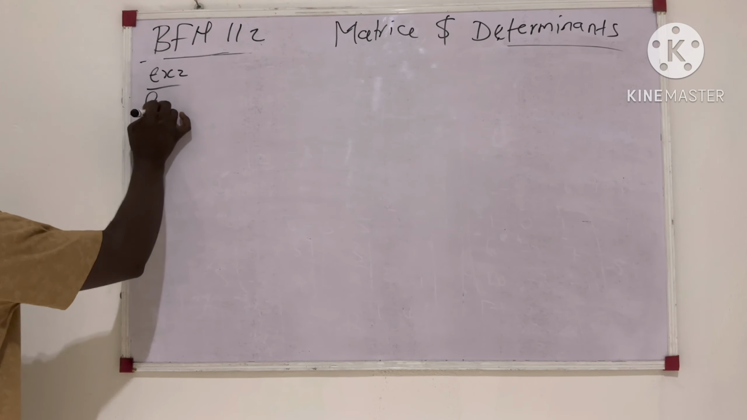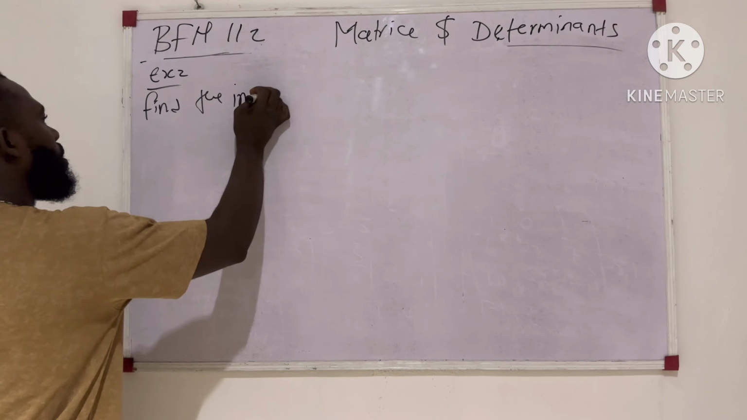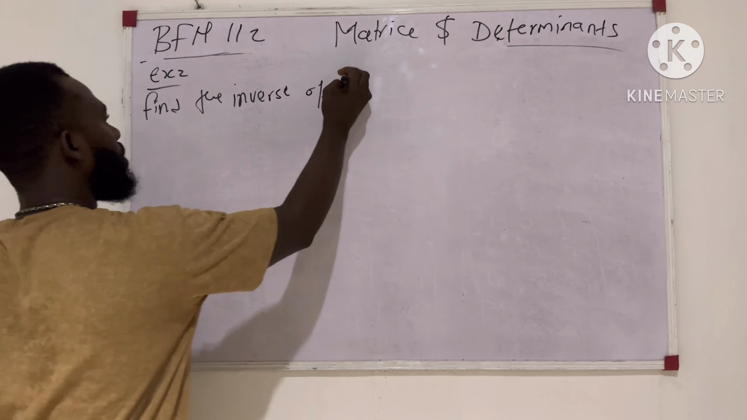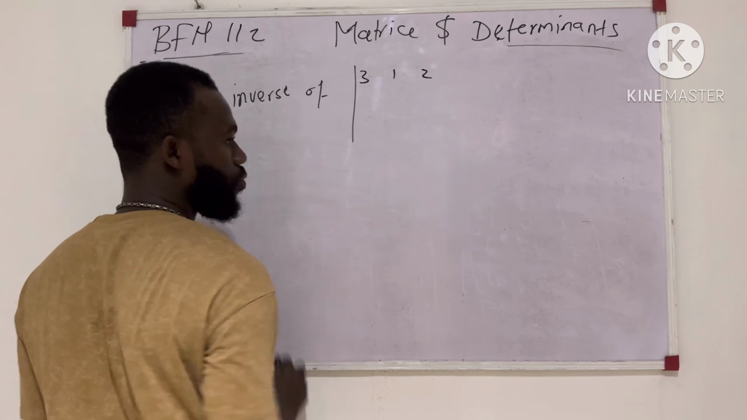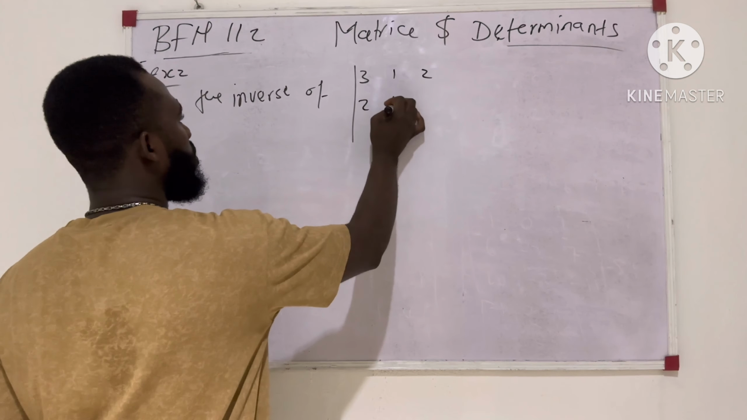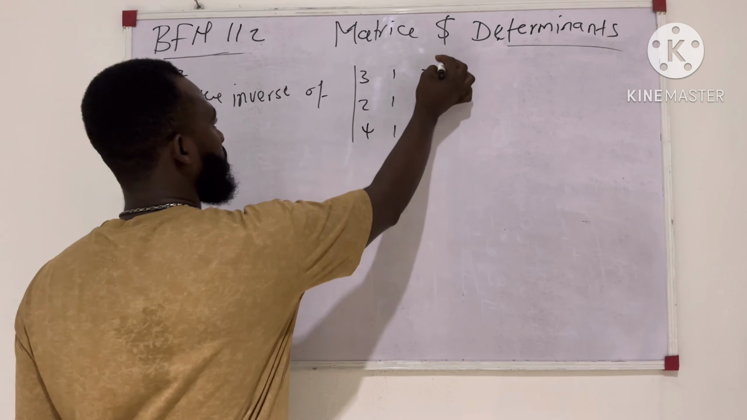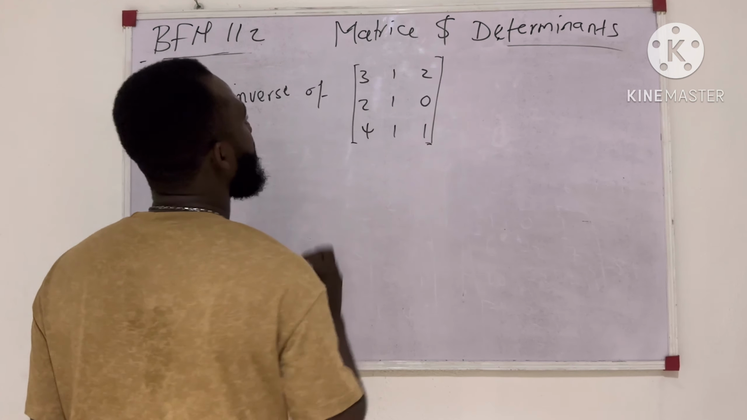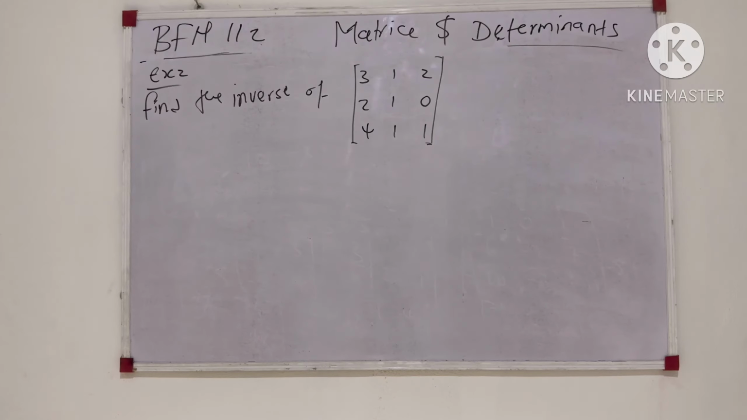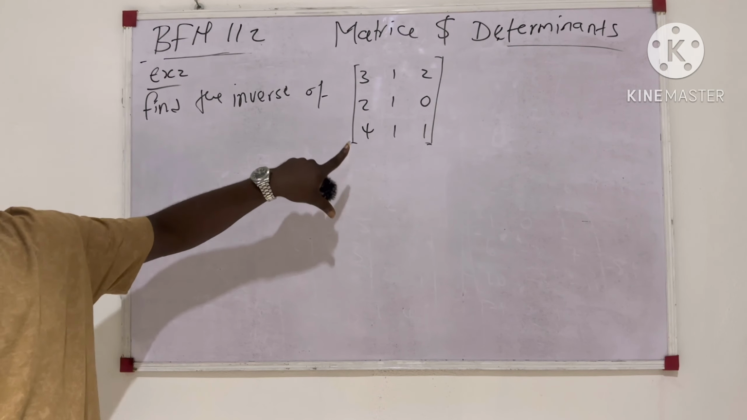Find the inverse of the matrix 3, 1, 2, 2, 1, 0, 4, 1, 1. Alright, we should look for the inverse of this matrix. How do you solve for the inverse of a 3 by 3 matrix?